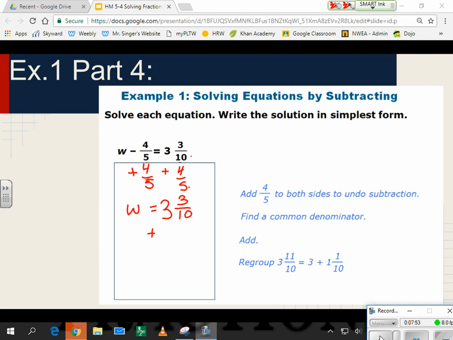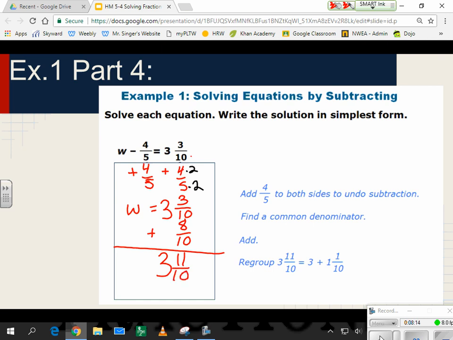But what are we going to get here? 5 times what gives us 10? That'd be 2. So what you do to the bottom, you do to the top. 4 times 2 is 8. All right, add them together. 3 and no other whole number is 3. 8 plus 3 is 11/10.